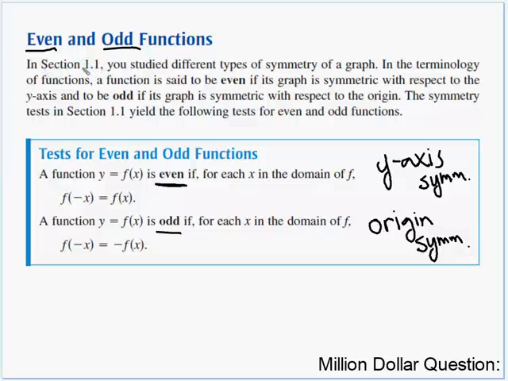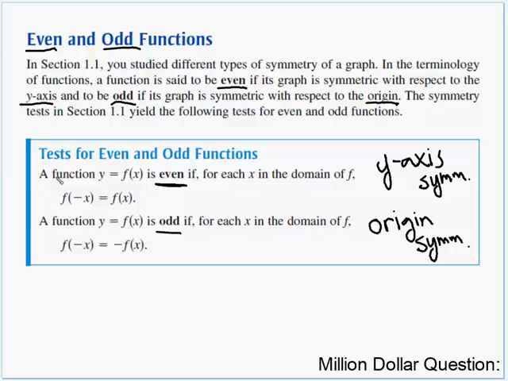So in the previous section, again that was way back in 1.1, you studied different types of symmetry of a graph. In the terminology of function, a function is said to be even if its graph is symmetric with respect to the y-axis. And it's said to be odd if its graph is symmetric with respect to the origin. The symmetry tests in 1.1 yield the following tests for even and odd functions. Now this notation might get a little confusing once we go through an example or two, especially the way I present it. It'll clear up any confusion.